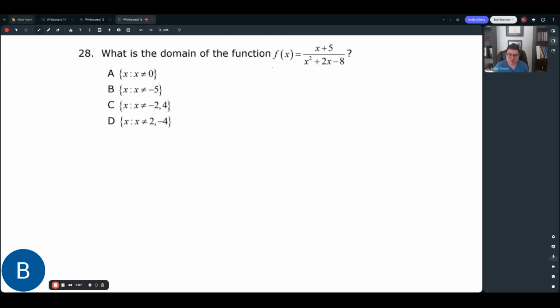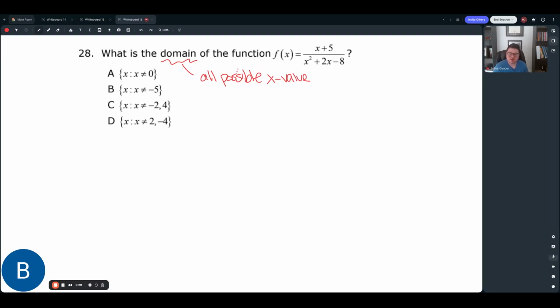What is the domain of the function f of x equals x plus 5 over x squared plus 2x minus 8? So first of all, let's define domain. Domain is all possible x values. So every x value where, when we put it into the function, we are going to get a valid y value.